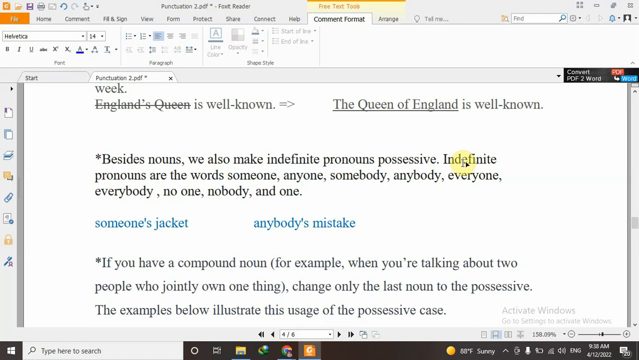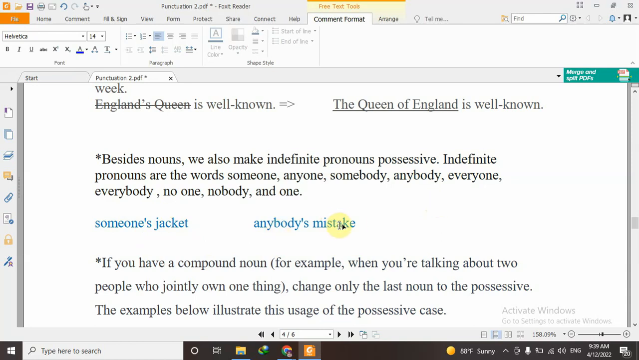So, you can say someone's jacket, but you can't say the jacket of someone. I searched, I didn't find jacket of someone. It is better to say someone's jacket. This is the correct way of saying it.